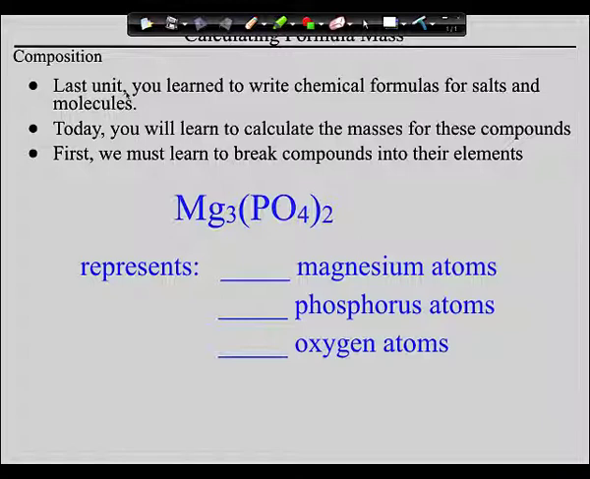Now guys, what I would do is abbreviate those. It's important that we know what, but it's also important that we know how many. And guys, the only thing that makes this tricky is the parentheses.